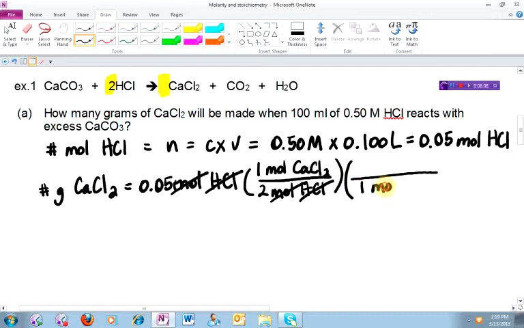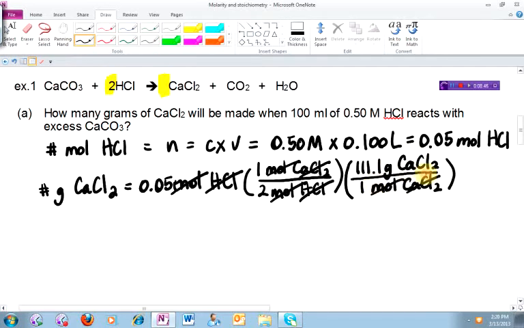So 1 mole of calcium chloride is equal to, you can calculate that using your periodic table. So you look up the atomic mass of calcium, which is 40.1. Look up the atomic mass of chlorine, which is 35.5. There's 2 chlorine atoms in this particular compound, so you're going to have to add it twice. So 40.1 plus 35.5 plus 35.5 would give you a molar mass of 111.1 grams.